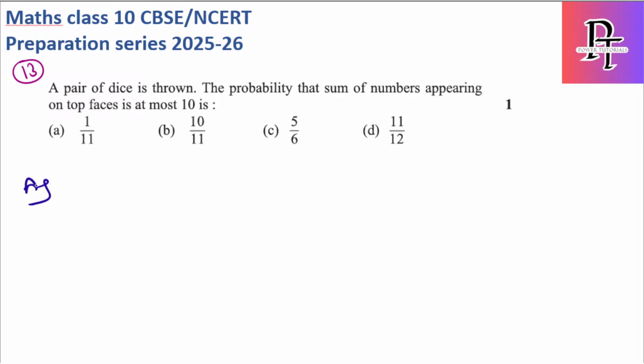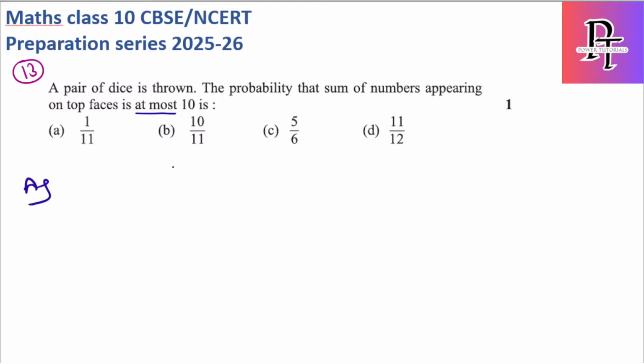A pair of dice is thrown. We have two dice. The probability that the sum of numbers appearing on the top faces is at most 10. At most 10 means it can have the minimum value, it can have anything, and the maximum value can only be 10. For this question we can do it in a different way.